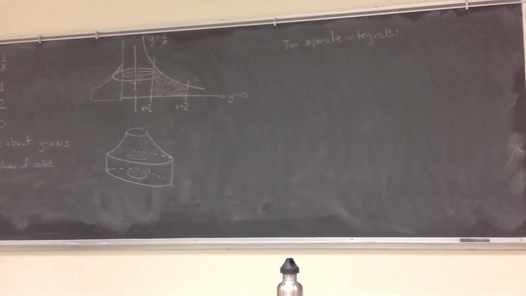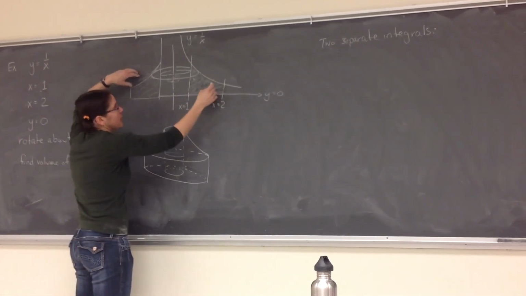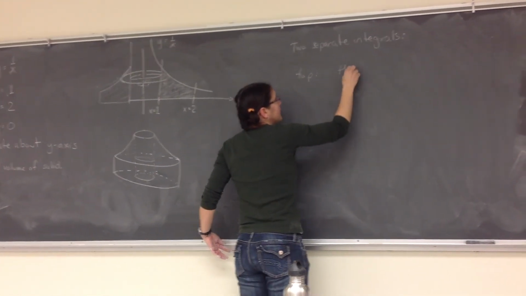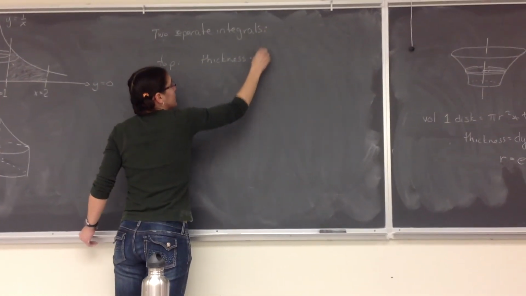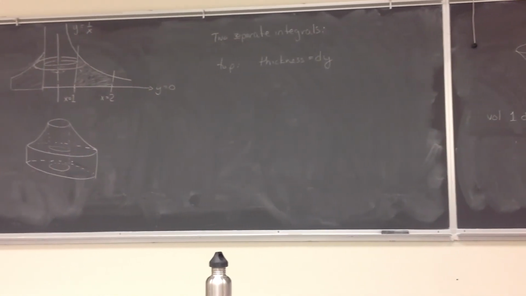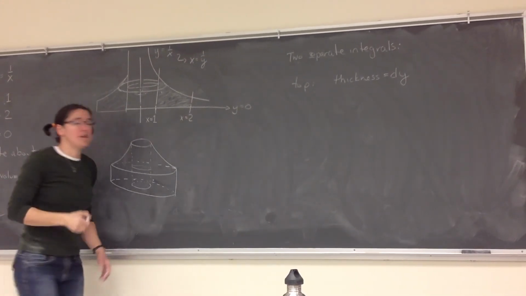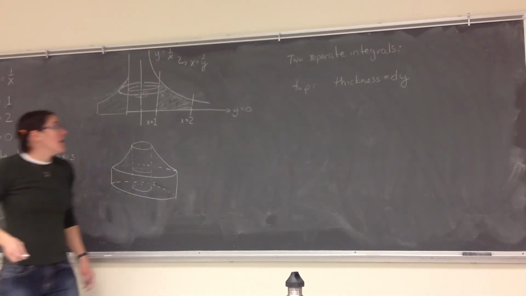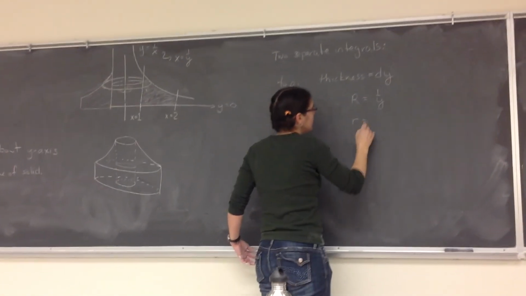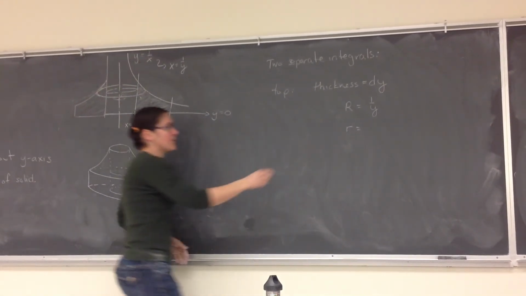And so my first integral is going to be for the top part. I'll have a thickness, which is dy, which immediately means that I need to resolve all of my equations. y equals 1 over x is the same as x equals 1 over y. That's the only one I need to worry about. My outside radius, my large radius, is 1 over y. My inside radius goes from 0 out to x equals 1, so my inside radius is 1.